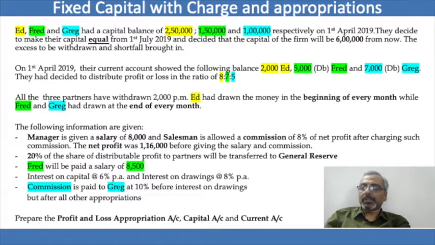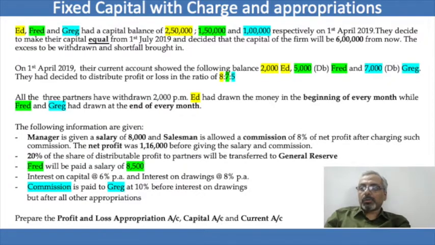Now this line itself means a lot because you can see over here Ed has 2,50,000, so he will withdraw 50,000, while Fred and Greg both have to bring in money. Fred will bring 50,000 and Greg will bring 1 lakh. On 1st April 2019, their current account shows the following balance: 2,000 for Ed, 5,000 debit balance for Fred and 7,000 debit balance for Greg. So two partners have a negative balance and one partner has a positive balance. Here please understand that the debit balance means an overdrawn or a negative balance.